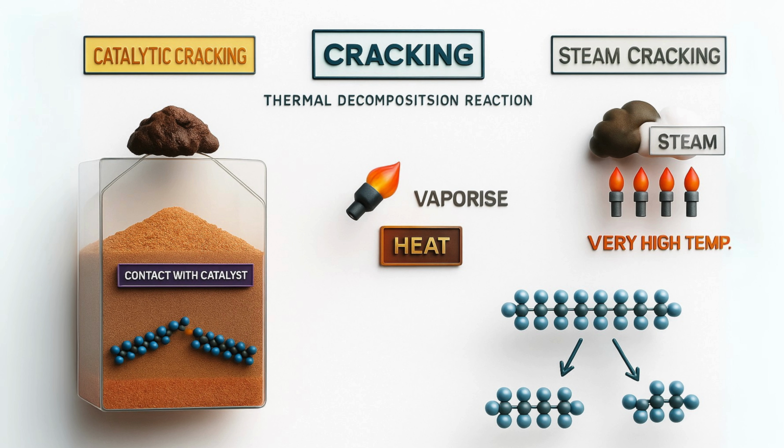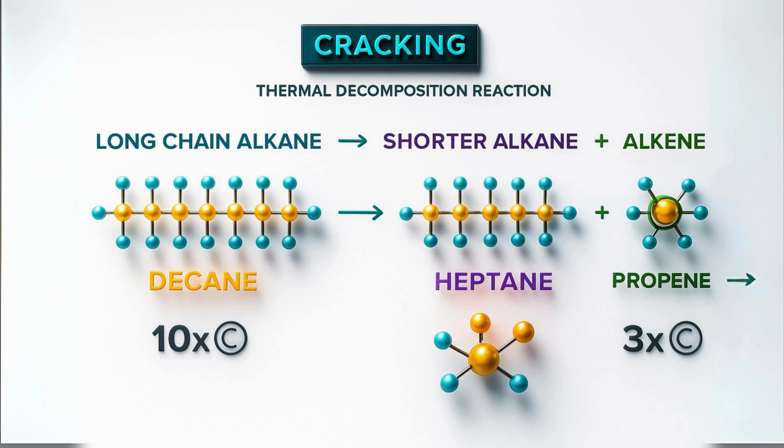Aside from understanding how cracking works, you are also expected to be able to write balanced chemical equations to represent these reactions. Let's look at an example using decane, which has the molecular formula C10H22. If we crack this molecule, one possible product is heptane, which is C7H16, and another product is propene, written as C3H6. It's important to note that the number of carbon atoms and hydrogen atoms must balance on both sides of the equation, just like in any other chemical reaction.